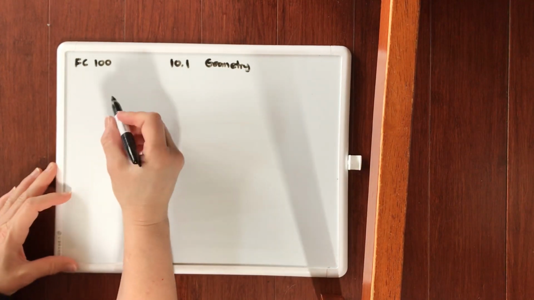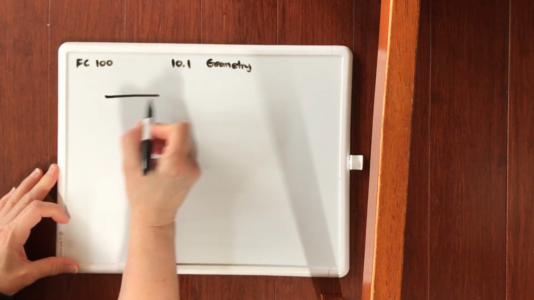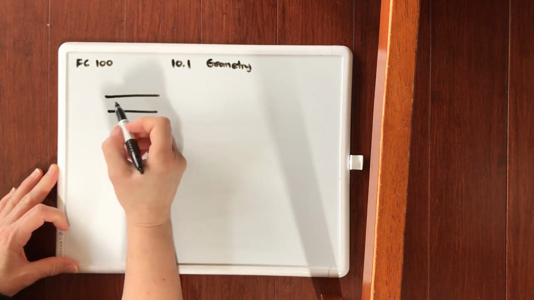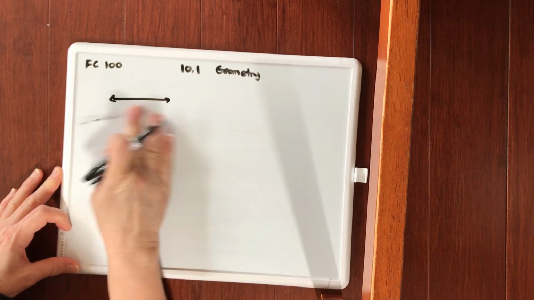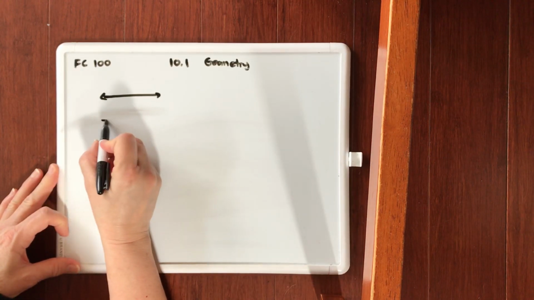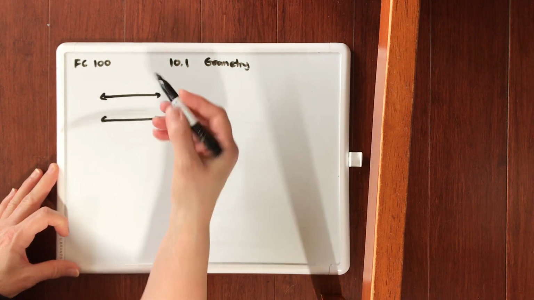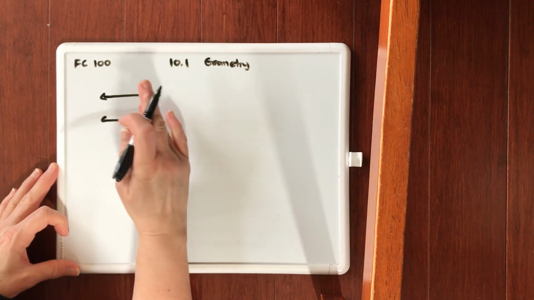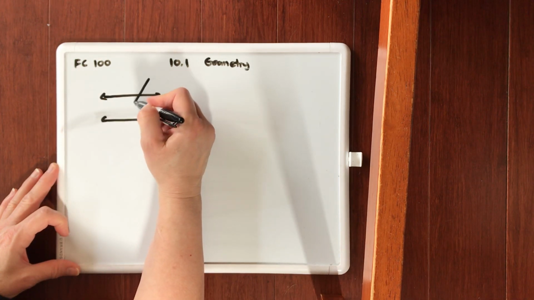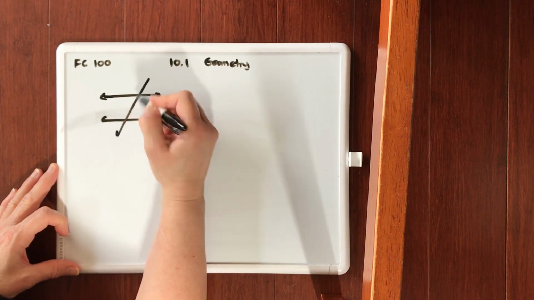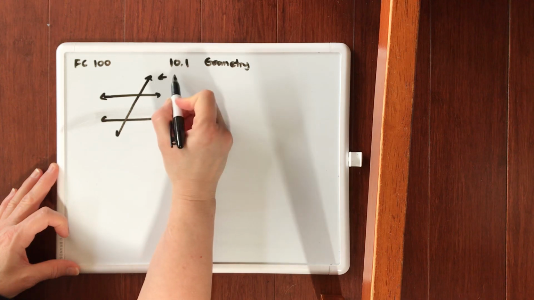What we're going to do is draw two parallel lines. I'm going to make these a little wider so we can see better what I'm about to do. So we have two parallel lines, and then we're going to cut through the parallel lines with another line. And we call this line a transversal.